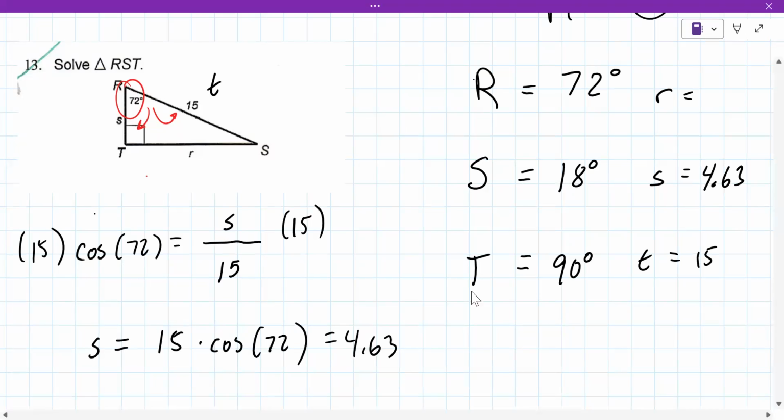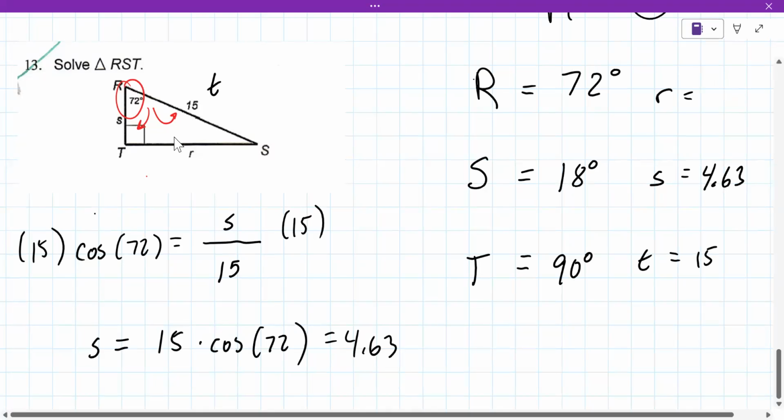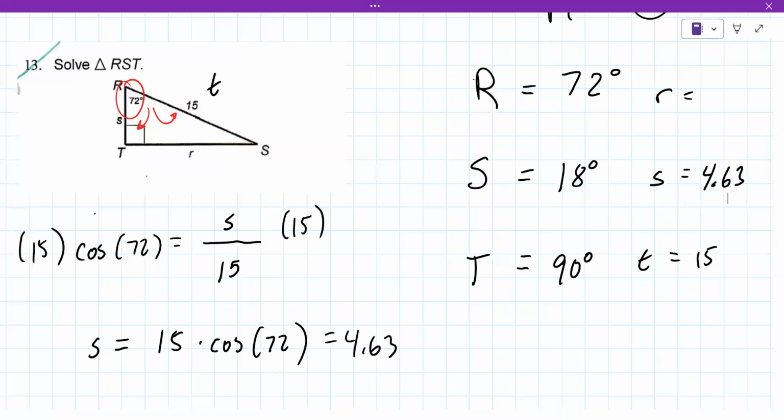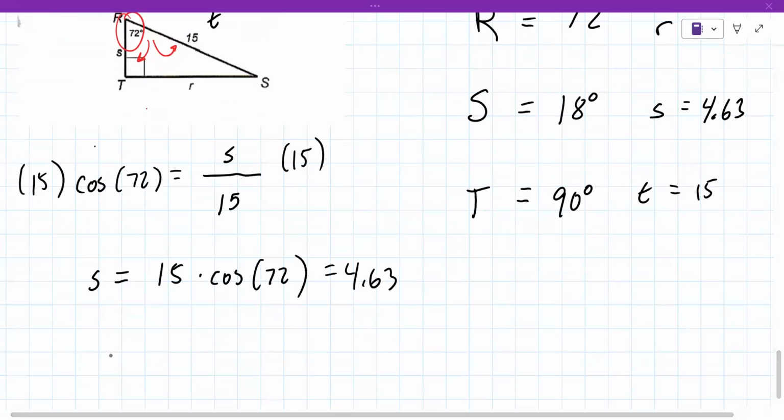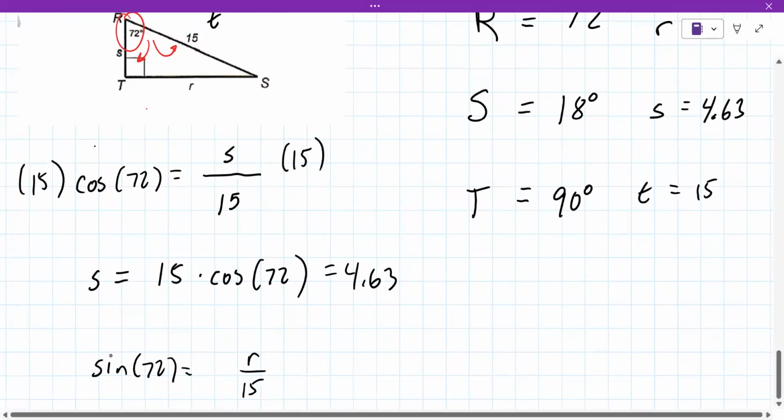We got only the last side, R, remaining. Okay. So when you have 2 of the 3 sides, you actually have a couple of options. You can use the Pythagorean theorem to find the third side, or you can use trig again, sine, cosine, tangent, which sounds more appealing to you. Let's use sine for this one. So it's the sine of 72, if we're gonna use the same angle, equals R over 15.